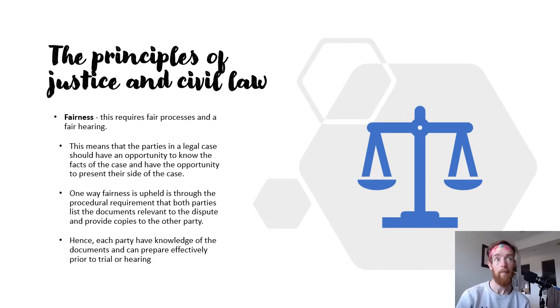So fairness requires fair processes and a fair hearing. It means that the parties in a legal case should have the opportunity to know the facts of the case and have an opportunity to present their side of the case. One way fairness is upheld is the procedural requirement that both parties list the documents relevant to the dispute and provide copies to the other party. This means that both parties have all the information and know what's going to be presented in the court, so there are no surprises and it is fair. So this means they can prepare effectively prior to the trial or hearing.